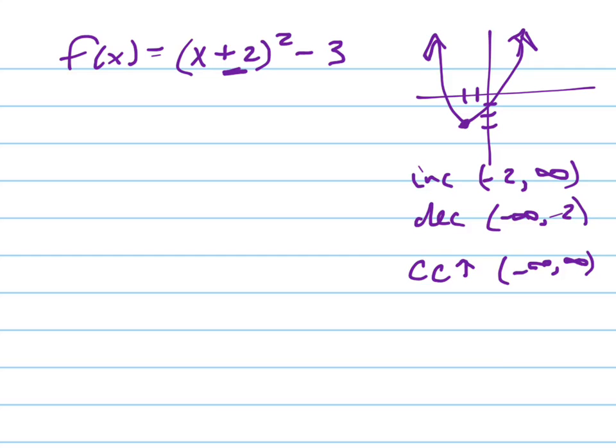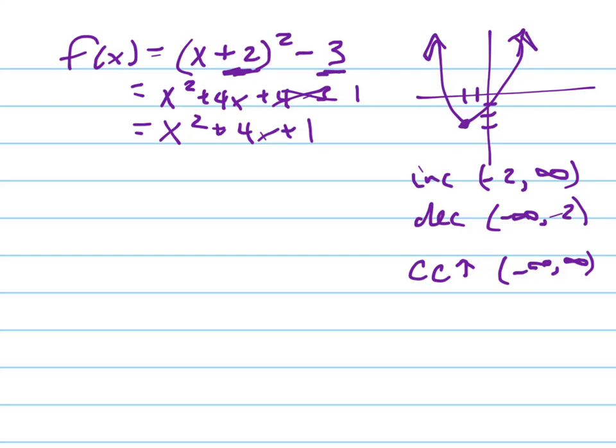I did that just by analyzing the graph. I graphed it from my shifting techniques. You remember doing that? And then I know it's a parabola. So now let's take a look at what it looks like when I take the derivative of this. First of all, I could rewrite this equation as x squared plus 4x plus 4 minus 3, so that's plus 1. So it's x squared plus 4x plus 1, just because it'll be easier to take the derivatives this way.